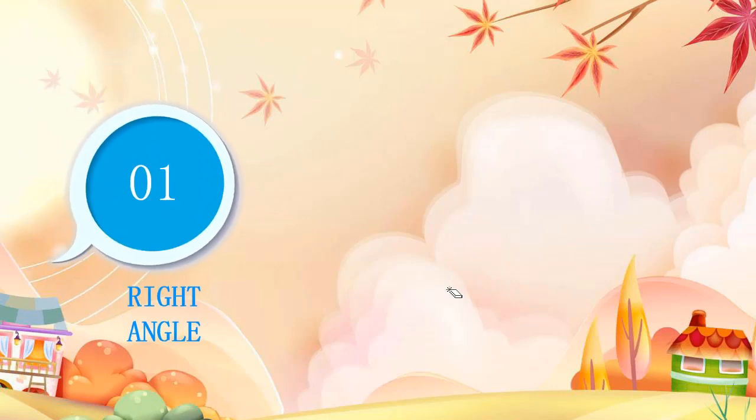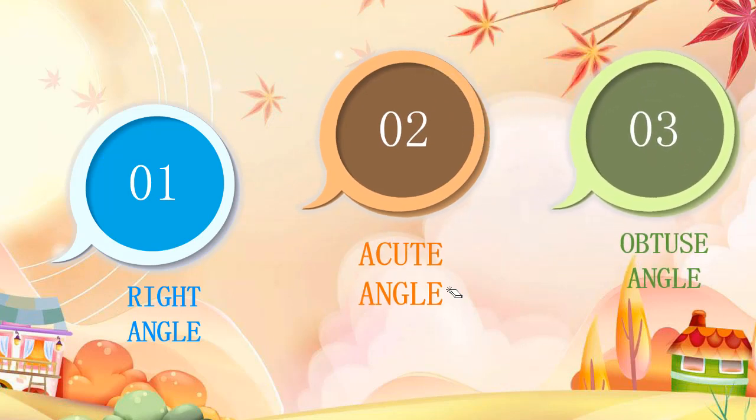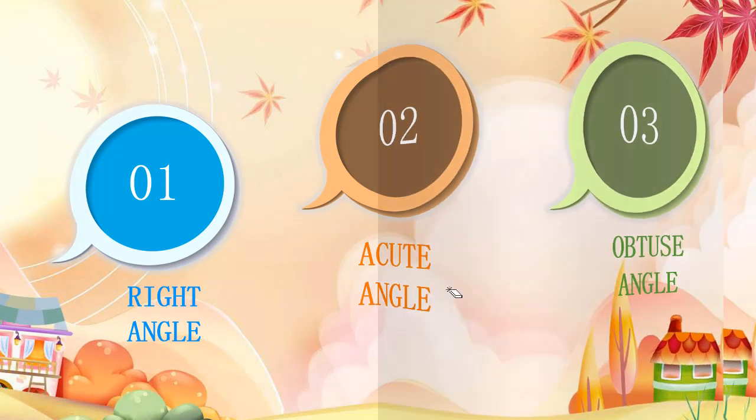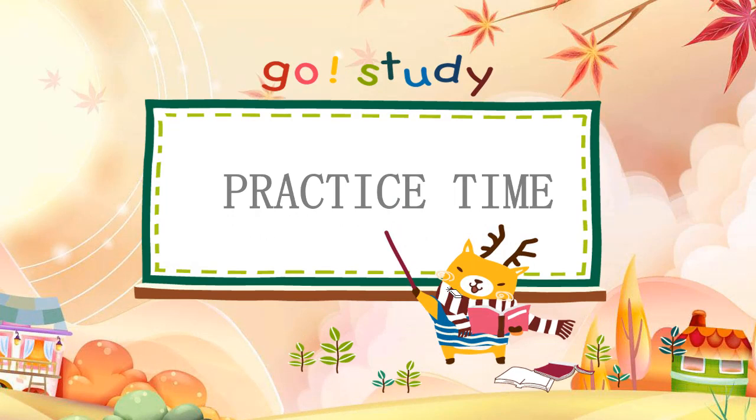So let's summarize quickly. The first type of angle today is the right angle, next the acute angle, and the third one is the obtuse angle. So you have a basic understanding about angles and three types of angle: acute, obtuse, and right angle.